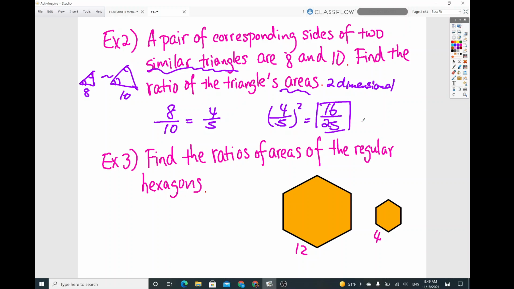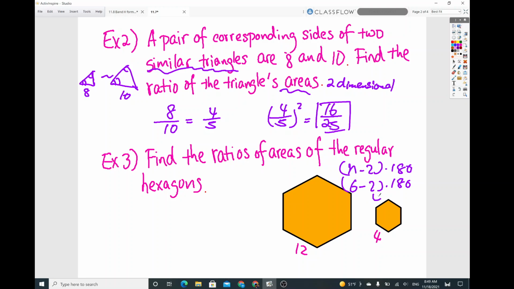And then the other one, it's quite similar. Find the ratio of the areas of the regular hexagons. Anytime you see a hexagon with a smaller segment and a bigger segment, it doesn't really matter, because they're all considered similar. The sum of the measures of all the angles is always n minus 2 times 180, which is 6 minus 2 times 180.